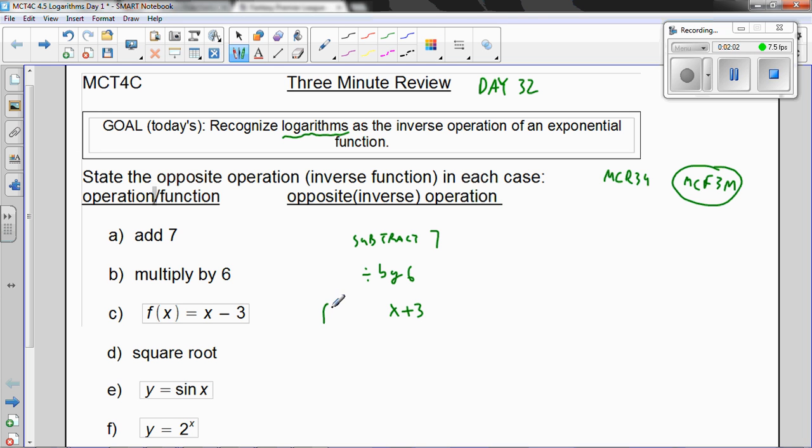How we show inverse functions: if f is a function, the inverse is f with a little minus 1, okay? F at minus 1. If you see that, it's not in our textbook, but that's what we should mean by opposite operation, inverse operation, minus 3 and plus 3. So square root, well, what's the opposite of square root? It's squaring.